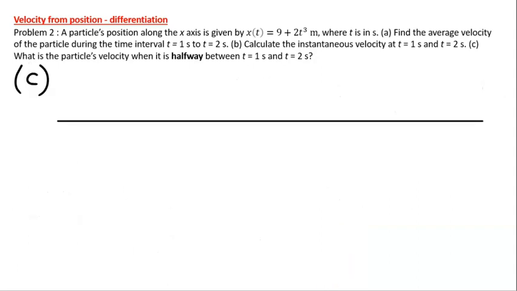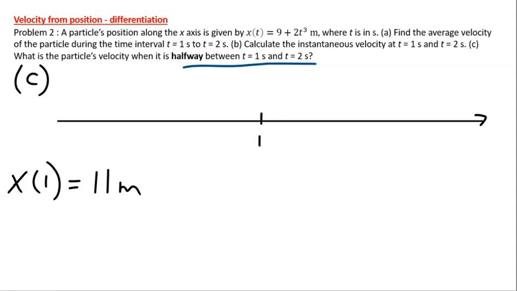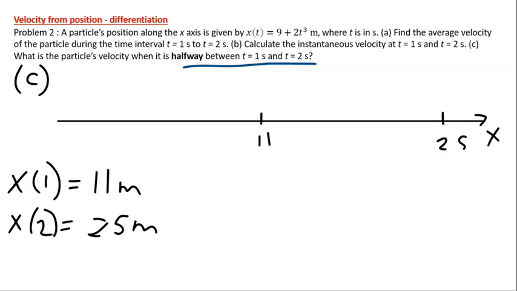Now part C: what is the particle's velocity when the particle is halfway between t equals 1 and t equals 2 seconds? So we need to know where the particle is at t equals 1 and t equals 2 first. At t equals 1, the particle's position is at 11 meters. So let's say 11 is here. So this is the x-axis. At t equals 2, the particle is at 25 meters. So let's assume it's here, 25 meters.